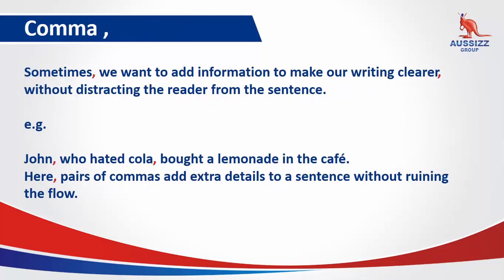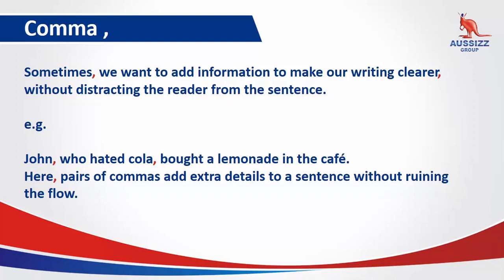The next item is a comma. Sometimes we want to add information to make our writing clearer without distracting the reader from the sentence. Generally, these can work the same way as brackets, but they also have a much wider variety of uses. You have to use them with certain conjunctions.